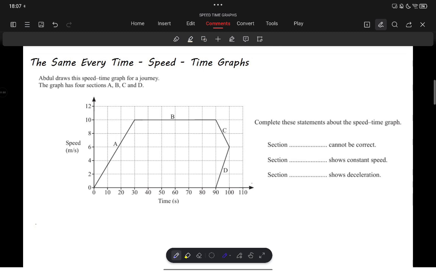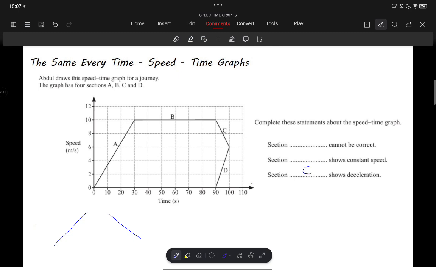So I'll start from the bottom question. I think section something shows deceleration. Remember, it is the gradient, the slope of the line that shows acceleration and deceleration. So acceleration would have a positive slope like that. Speed is increasing as time increases. Deceleration has a negative slope like that. So which part of the graph has a negative slope for deceleration? Part C, I think, isn't it?